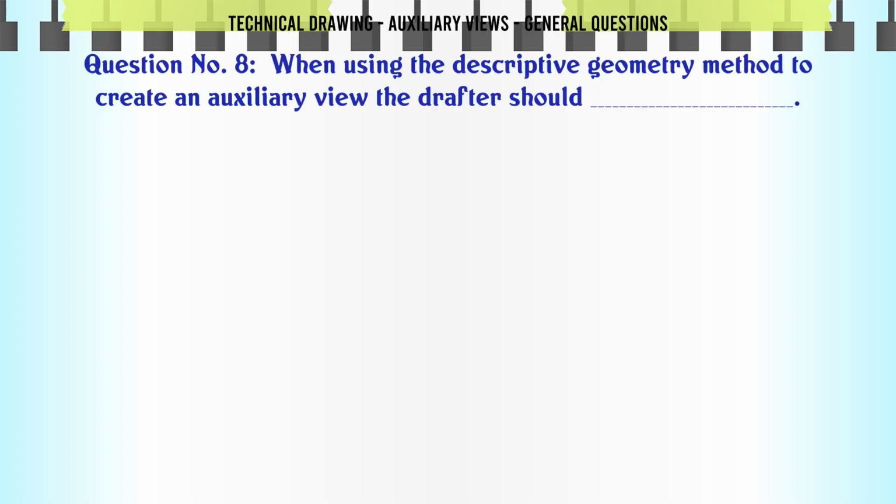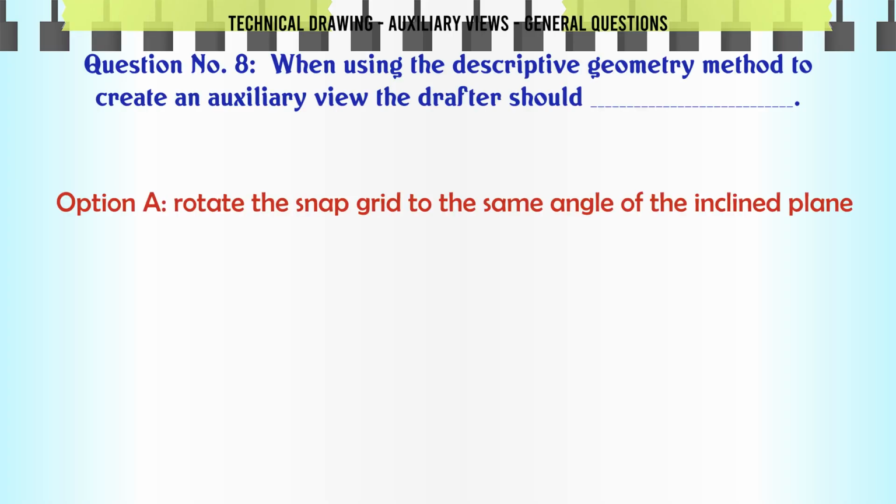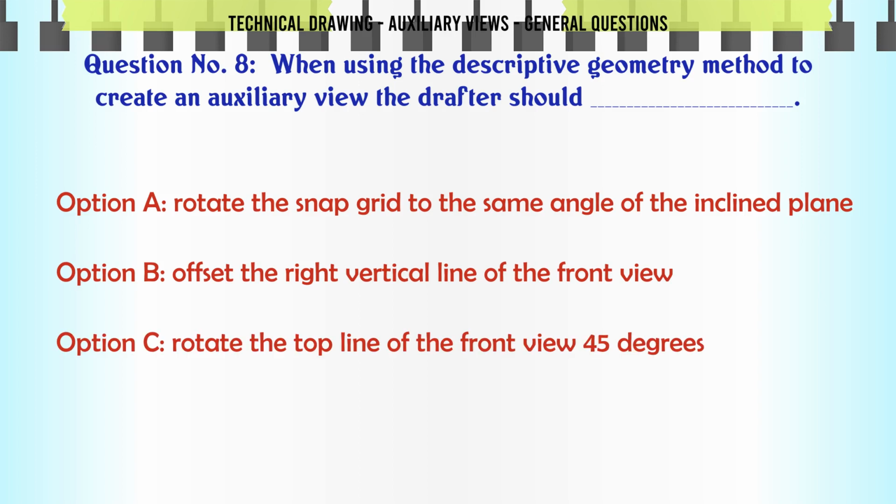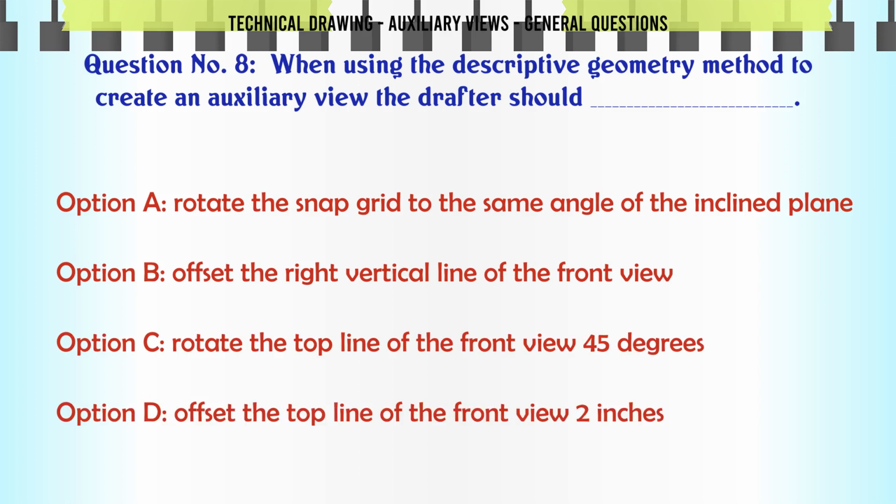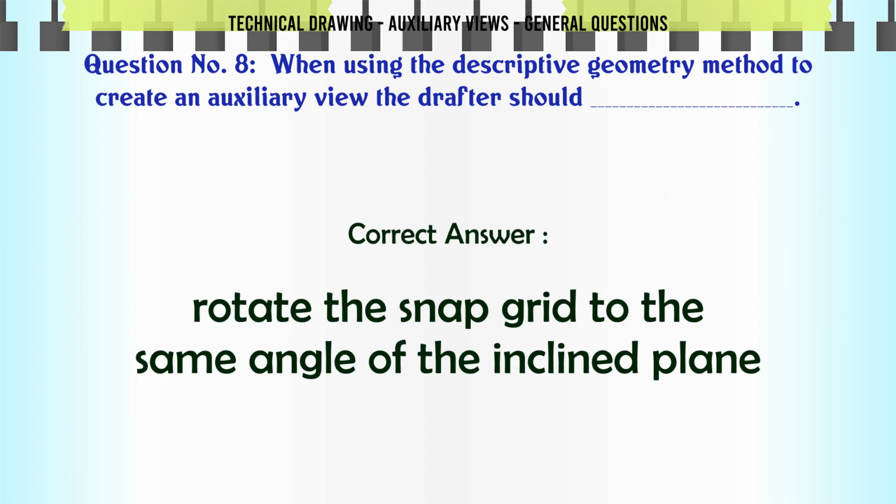When using the descriptive geometry method to create an auxiliary view, the drafter should A. Rotate the snap grid to the same angle of the inclined plane. B. Offset the right vertical line of the front view. C. Rotate the top line of the front view 45 degrees. D. Offset the top line of the front view 2 inches. The correct answer is rotate the snap grid to the same angle of the inclined plane.